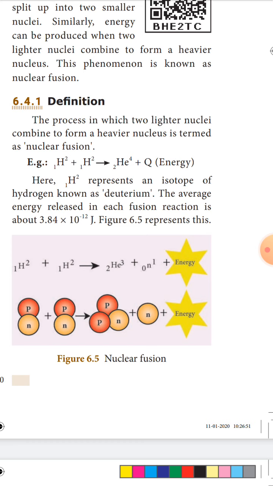Here, H12 represents an isotope of hydrogen known as deuterium. The average energy released in each fusion reaction is about 3.84 into 10 power 12 joule.